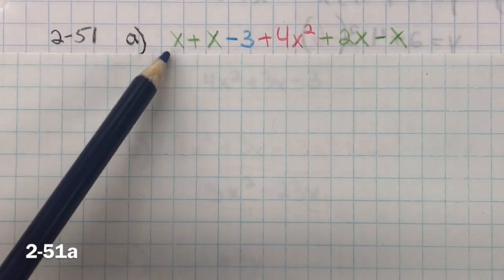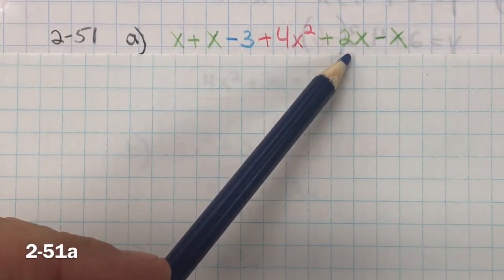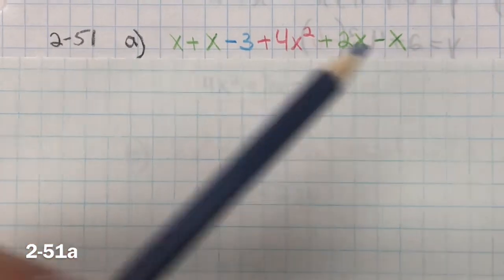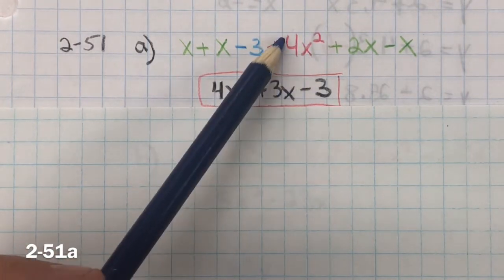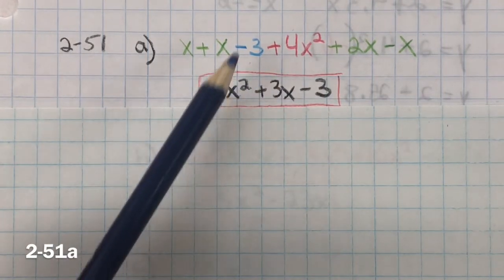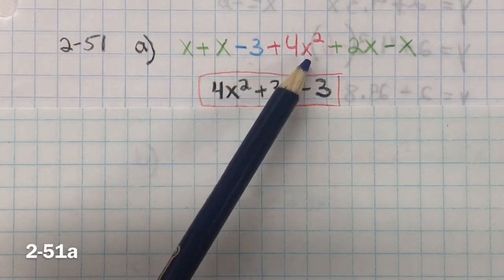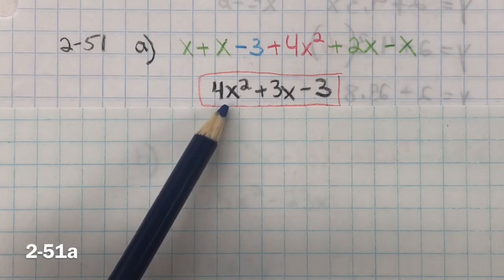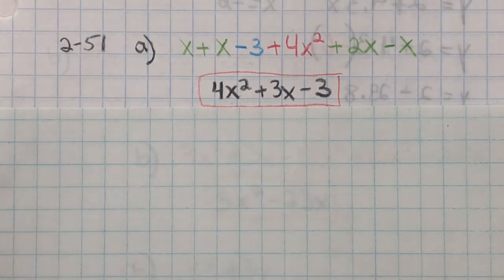So we have x plus x is 2x, plus 2x is 4x, minus x is 3x. So we have 3x. There's only one term with an x squared, 4x squared, and then the integer -3. So there are no other like terms to combine here. I wrote it in descending exponential order. So 4x squared, 3x minus 3.